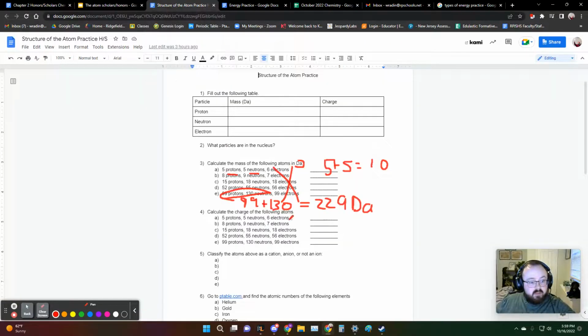And then if we go back to some of these questions, calculating the charge of the following atoms, now we don't care about the neutrons because the neutrons don't have a charge. Neutrons, neutral, don't have a charge. If we take our example here, we have 5 protons and 6 electrons. Get 5 minus 6, and our charge is negative 1. I'm going to go to D right here. 52 protons, 56 electrons. You just take the protons, subtract the amount of electrons, and you get a charge of negative 4. Simple enough.